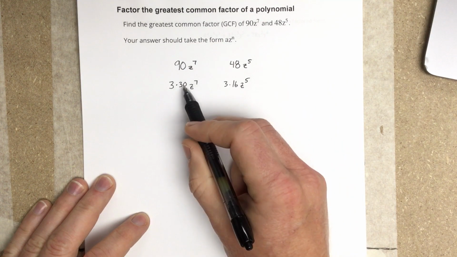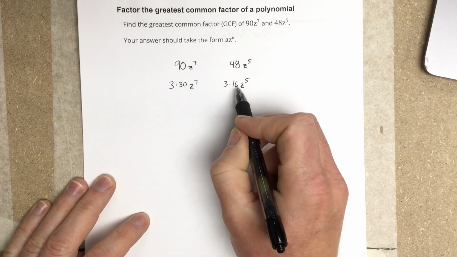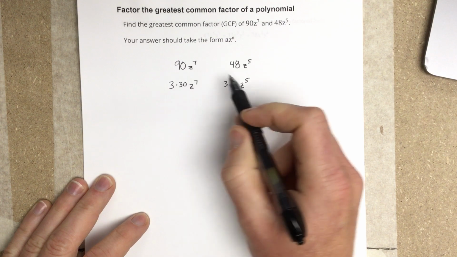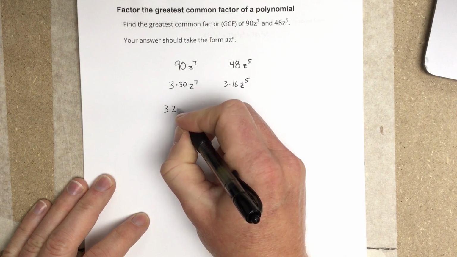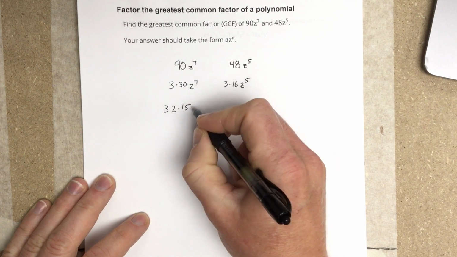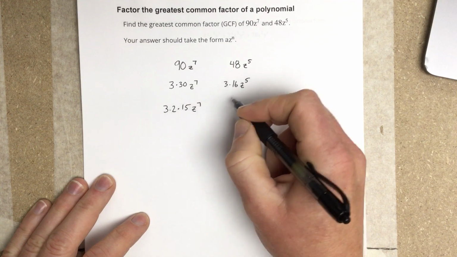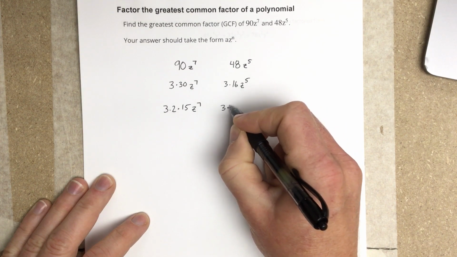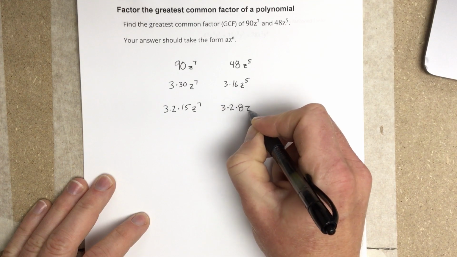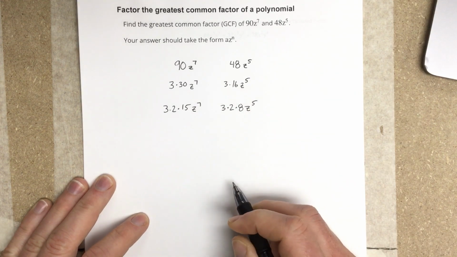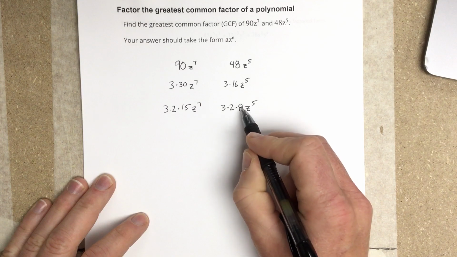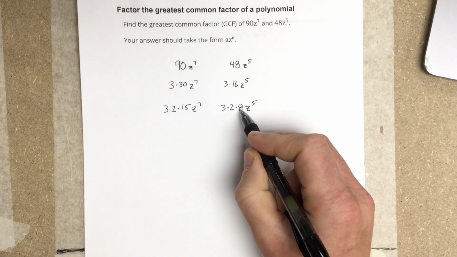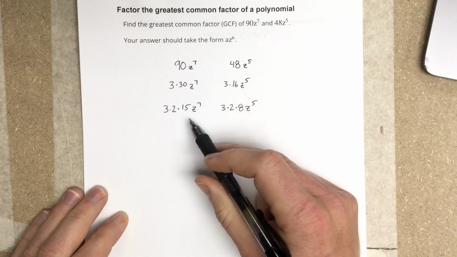And then I'm going to look at the factors of 30. Well, this is an even number, and this is an even number, so I can bring out a 2 here, so I'd write 3 times 2 times 15, z to the 7th, right? That's still 90. And then 3 times 2 times 8, z to the 5th. Now you notice that this is an odd number, and the factors for 15 are 3 and 5, and this is an even number, and the factors for 8 are 4 and 2, so there's nothing else that I can pull out of the 8 and the 15.